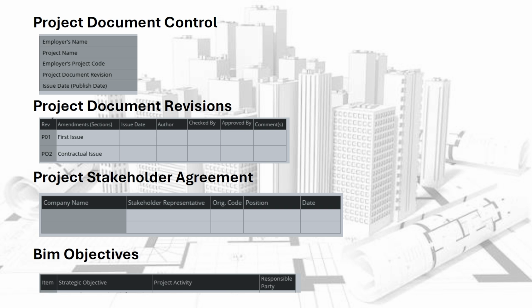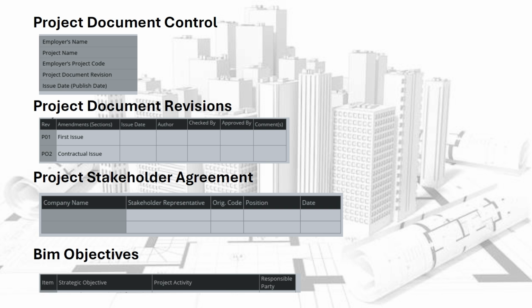The revision number of the document, which indicates updates or changes made to the document or model, e.g., Rev 01, Rev 02. Issue date. Publish date. The date on which the document or model is officially issued or published for use by the project team, e.g., March 22, 2025. The project document revision section of the BIM execution plan, BEP, is essential for tracking changes to documents and BIM models throughout the project.